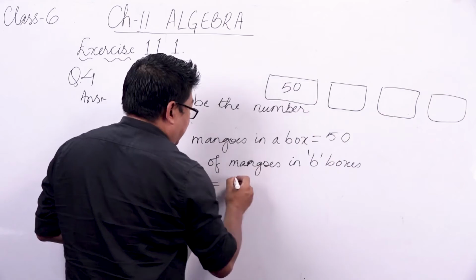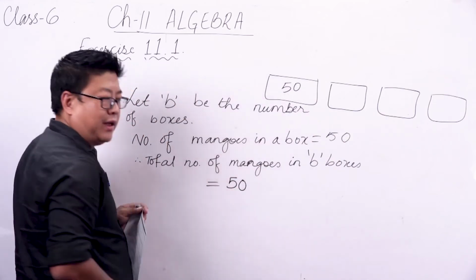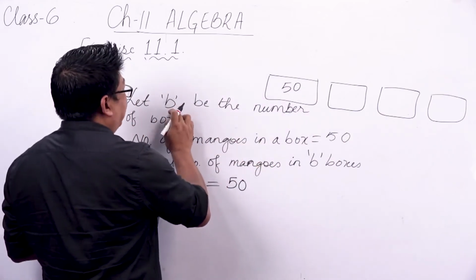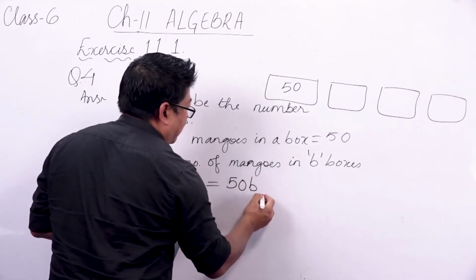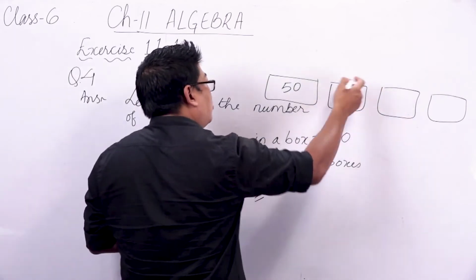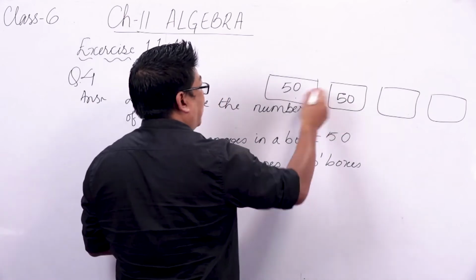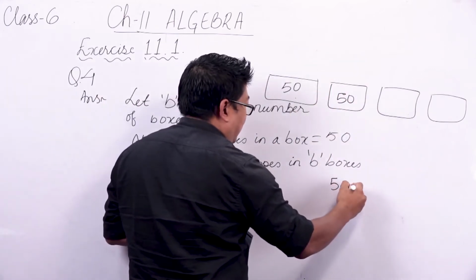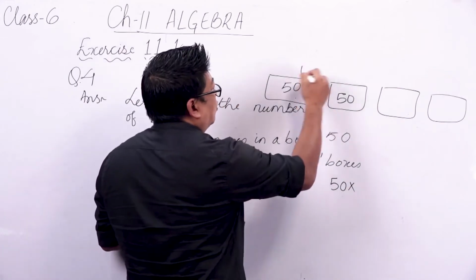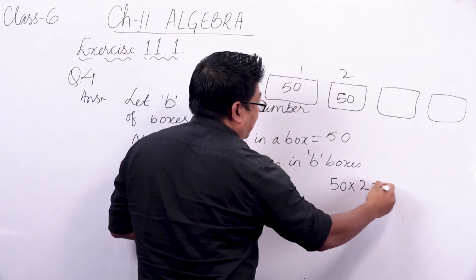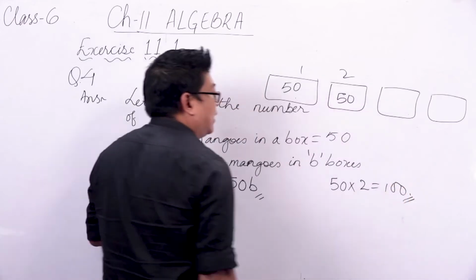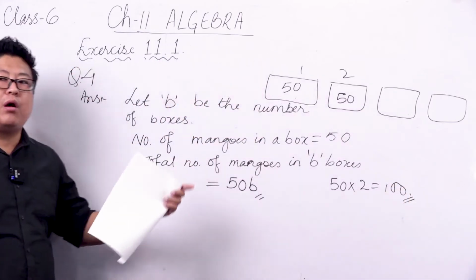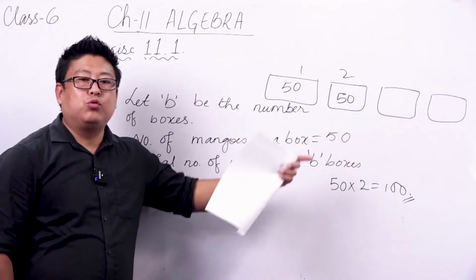Total number of mangoes is 50 times B, and the number of boxes given is B. For example, if you use only 2 boxes, you have 50, 50, 100. So if you use this expression, 50, and in place of B, I will put 2. When you multiply, you get 100. So that is how you find the number of mangoes in 2 boxes.